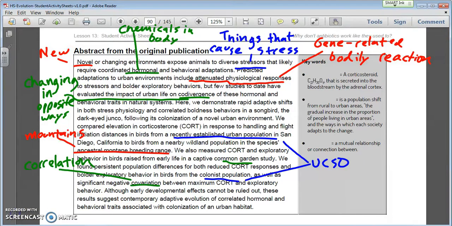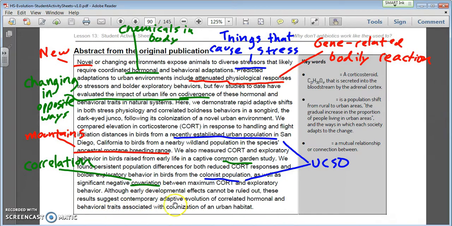That there's a significant negative correlation between high court levels and exploratory behavior. Although early developmental effects cannot be ruled out, these results suggest contemporary adaptive evolution of correlated hormonal and behavioral traits associated with colonization of an urban environment.